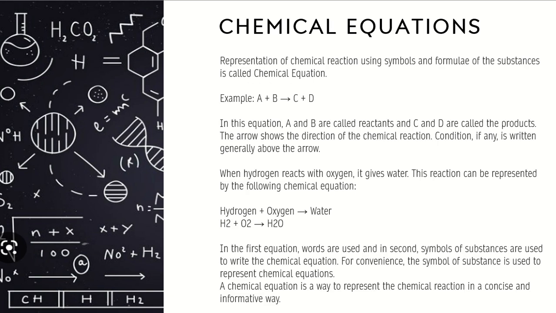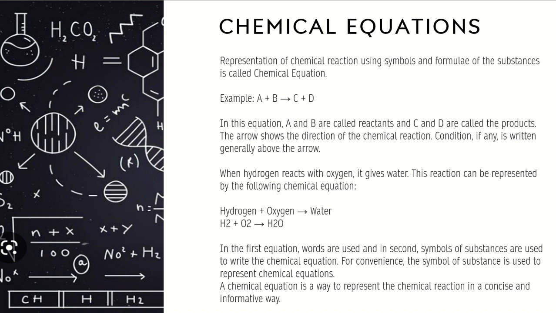Let's talk about chemical equations. We already are familiar with chemical equations since class 9. When you use symbols to represent a chemical reaction, it is called a chemical equation. So in this example, A plus B turns into C plus D. A and B are called reactants, and C and D are called the products. The arrow shows the direction of the chemical reaction.